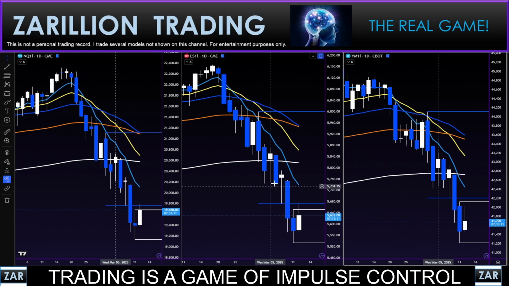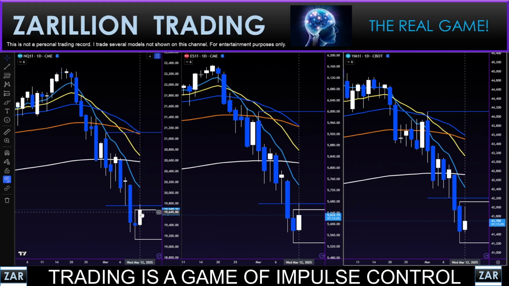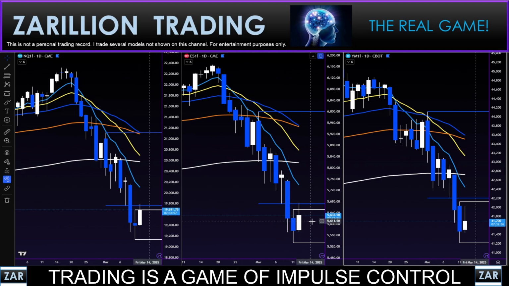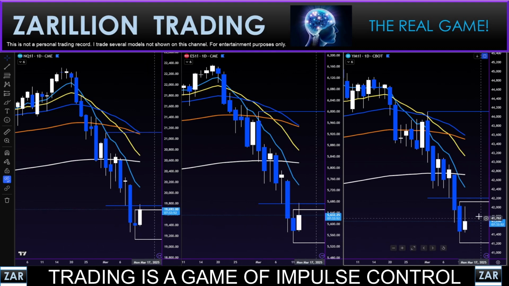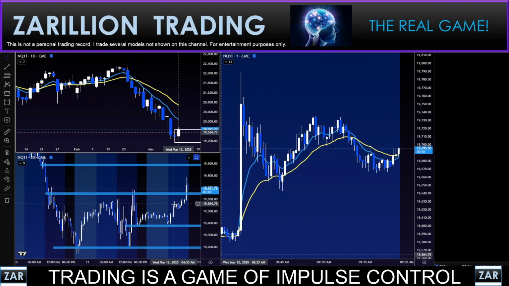NASDAQ, S&P, and Dow. What you will notice here is that 2 out of 3 are up days. In other words, we've had a break of yesterday's high here on the CPI announcement this morning at 8:30. It is now almost 9:30. And we have pulled back, of course, barely into the range of yesterday on the NASDAQ, and we have an inside day on the Dow.